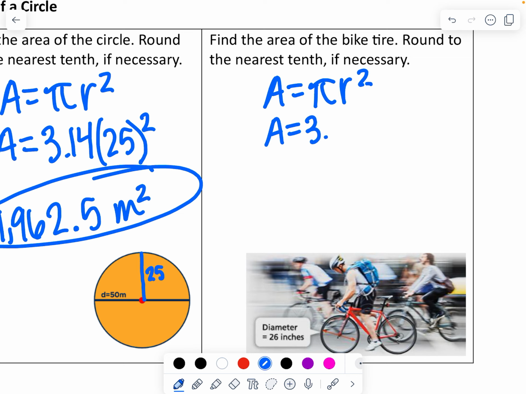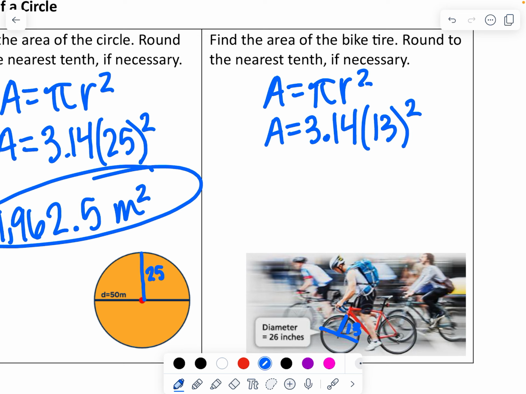Pi is going to be 3.14. Our radius, so we have to find the radius because it gives us the diameter. We want to know the radius, which is half of the diameter. So you do 26 divided by 2, and you get 13. So 3.14 times 13 squared.